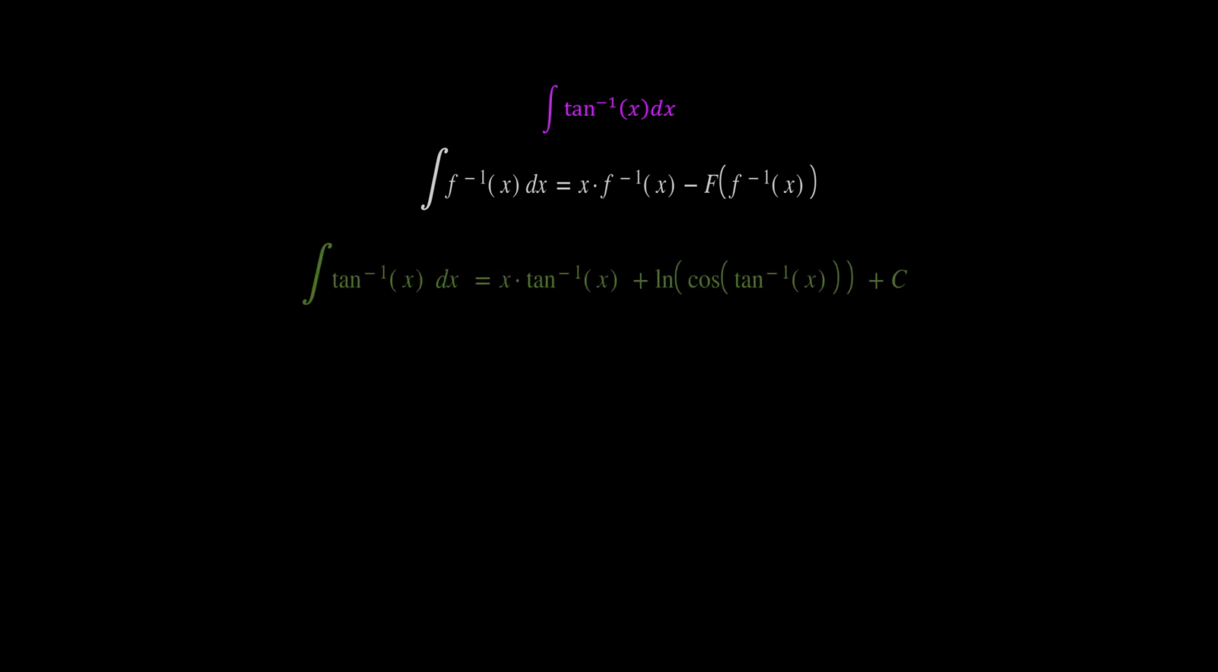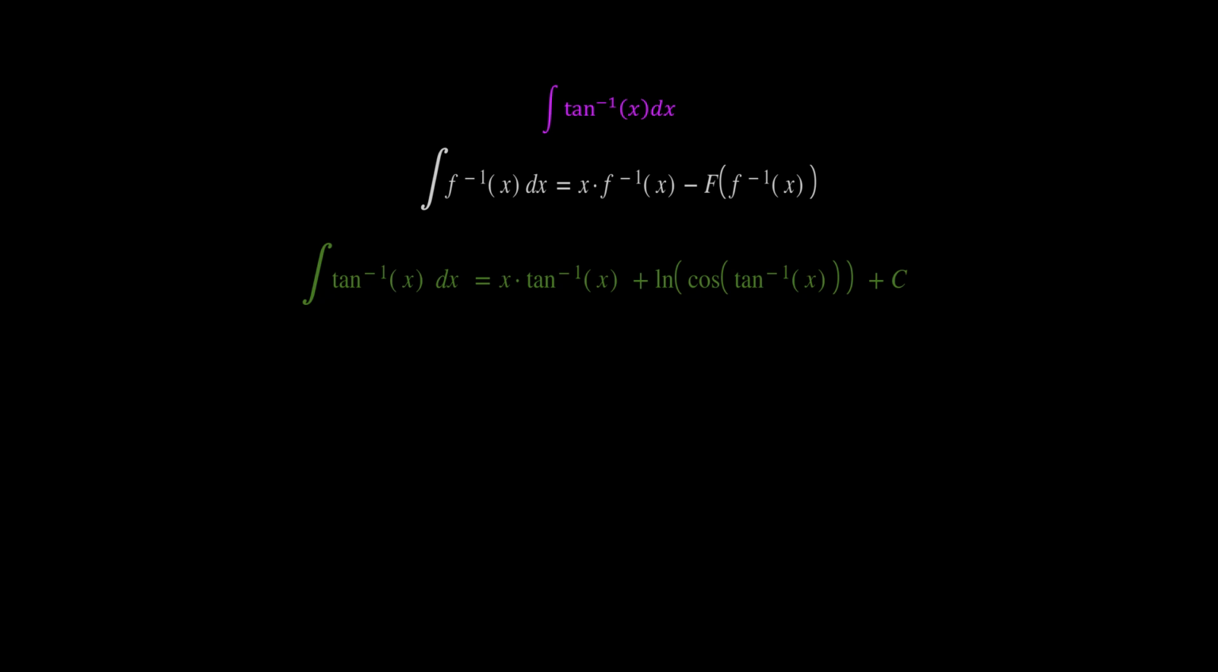Well, by our formula, this is just x times the inverse function minus the antiderivative evaluated at the inverse function. Well, this would just be x times the inverse tangent plus the logarithm of cosine of the inverse tangent plus c, since the antiderivative of tangent is negative log of cosine. Two negatives cancel each other out, and the thing inside the cosine is just, as we said, the inverse function. That's where we evaluate our antiderivative at. And so that's just our formula.